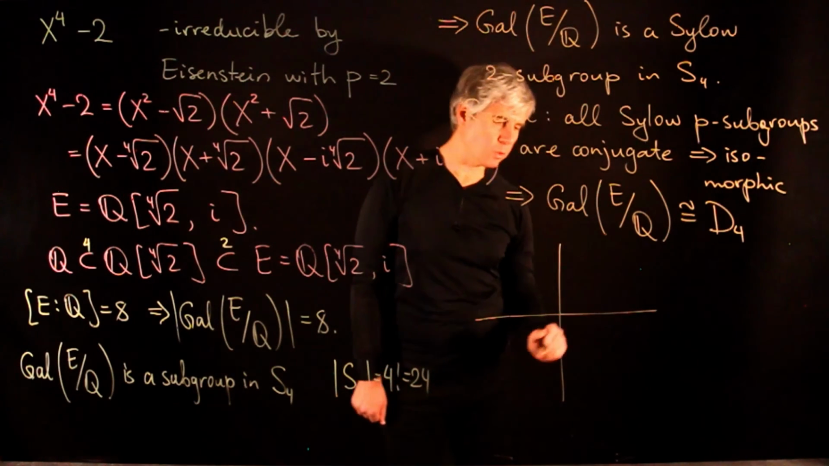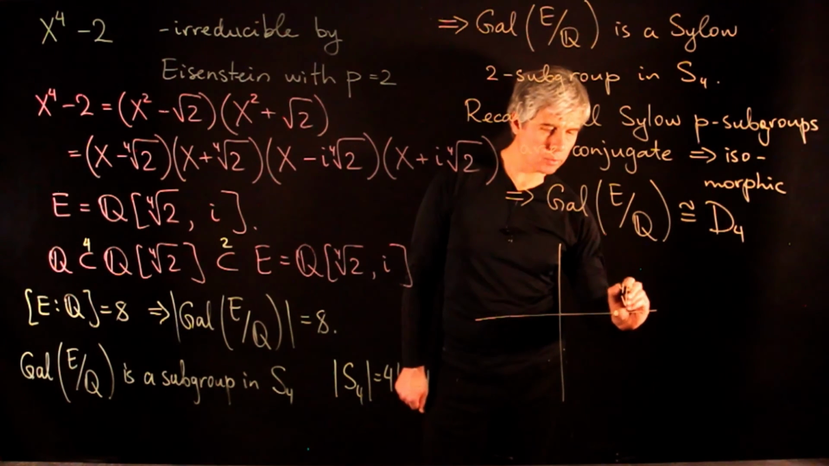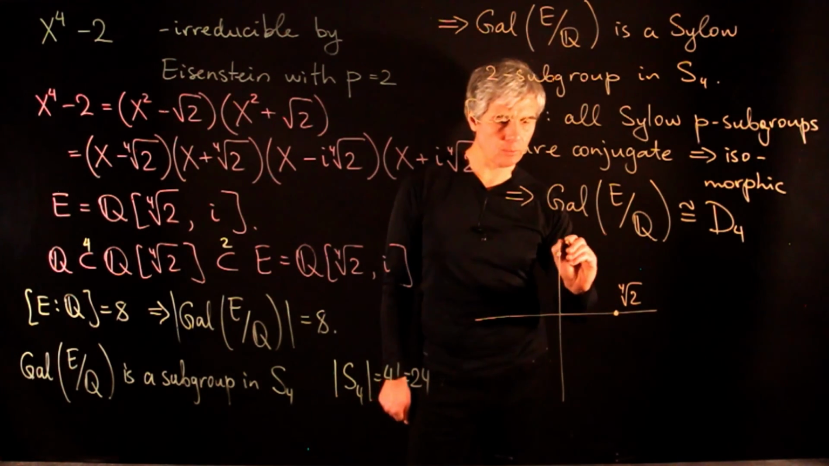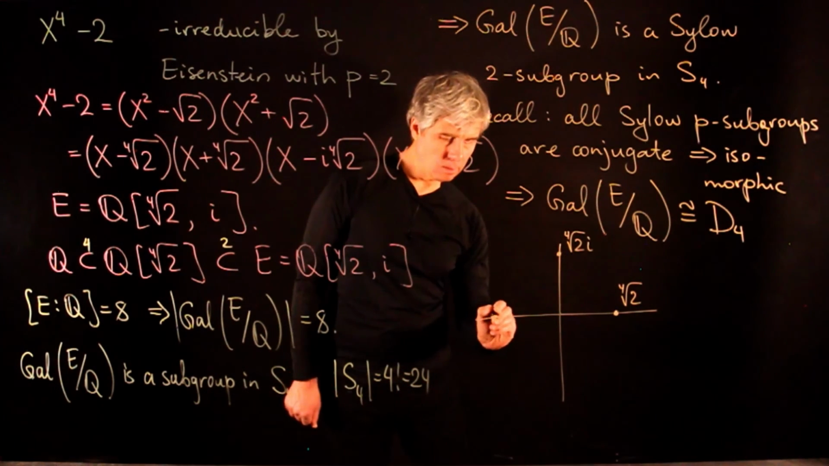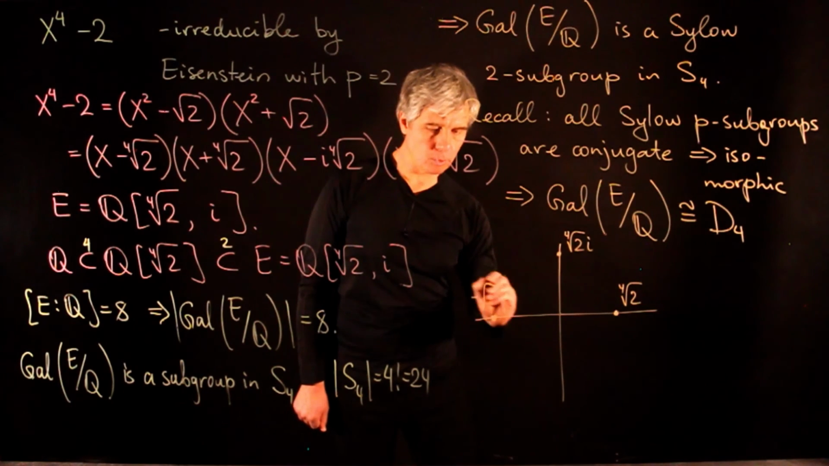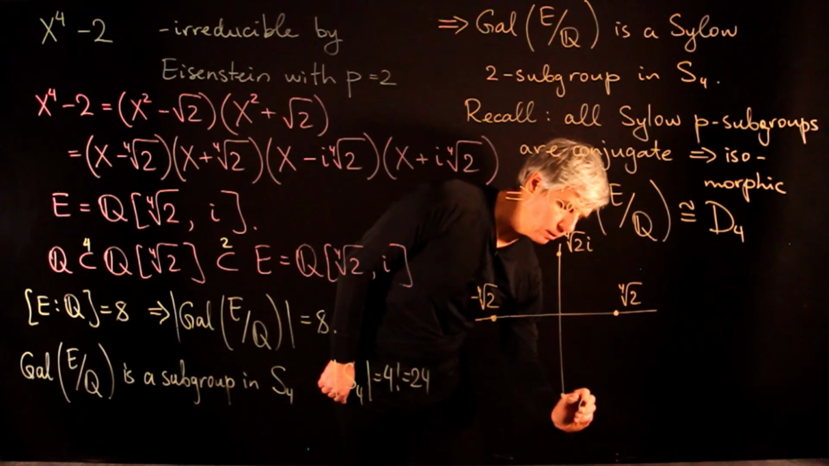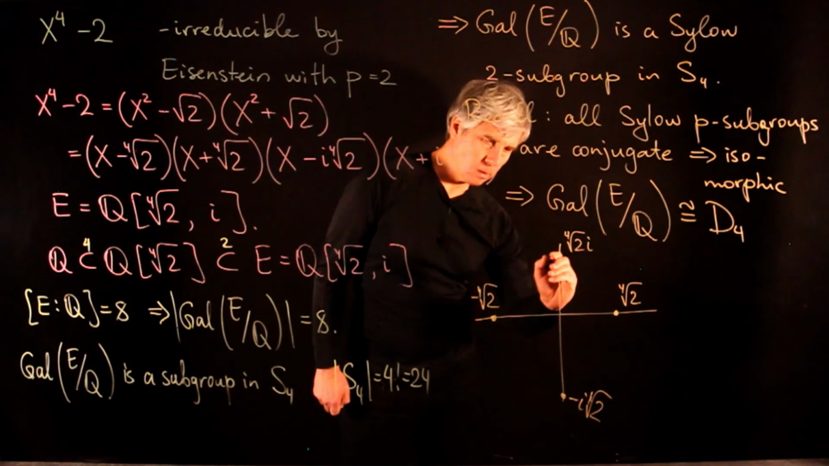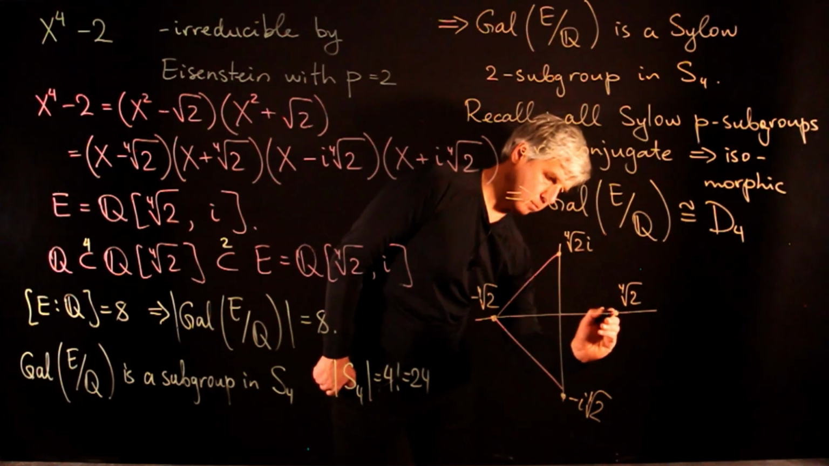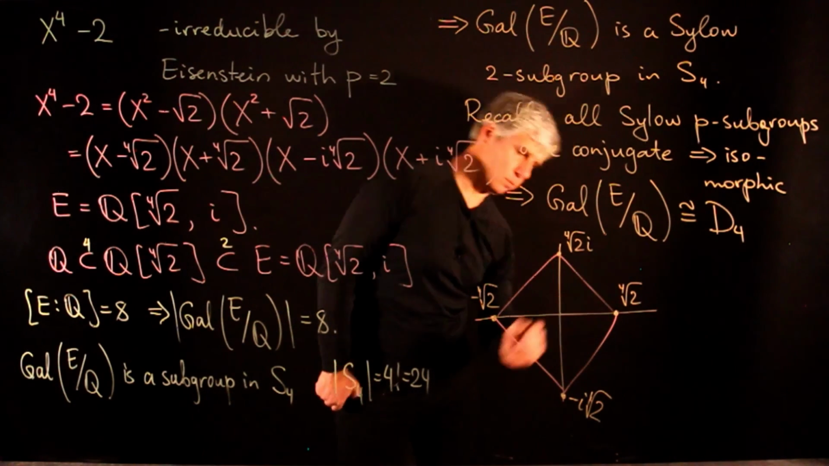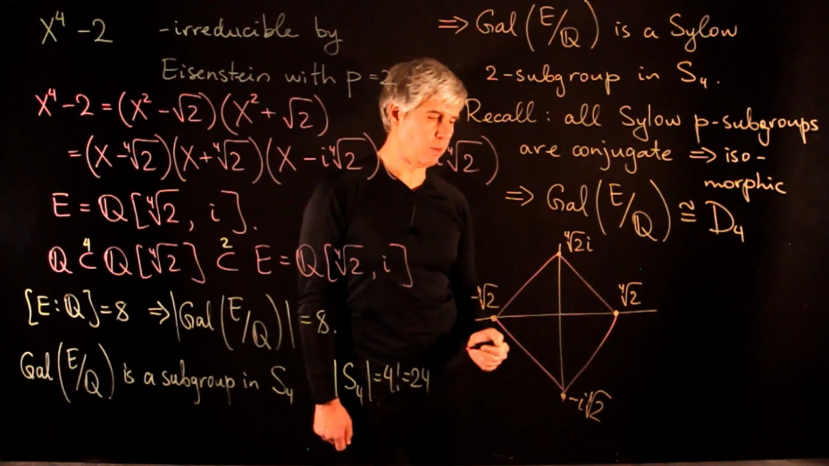Now, what is the geometry of this situation? So if we plot this on a complex plane, here we have 4 roots: fourth root of 2, then fourth root of 2 times i, minus fourth root of 2, and minus i times fourth root of 2. These 4 roots will form a square. And the dihedral group is the group of symmetries of this square.